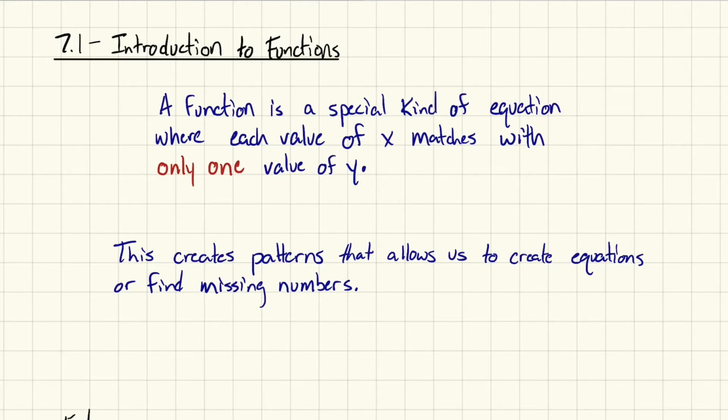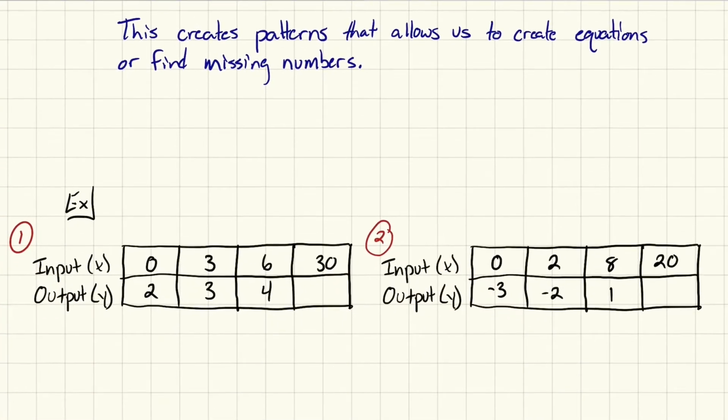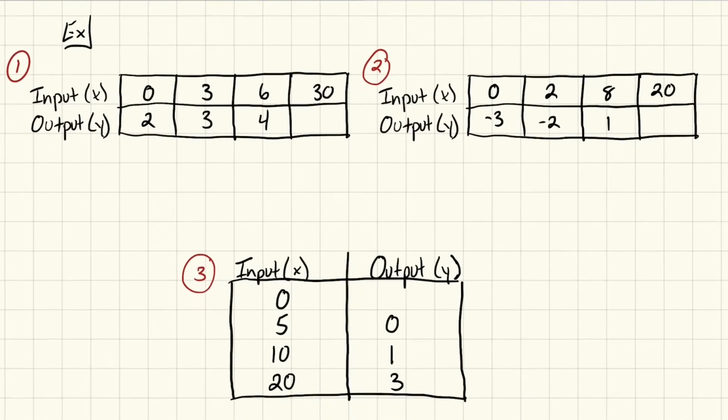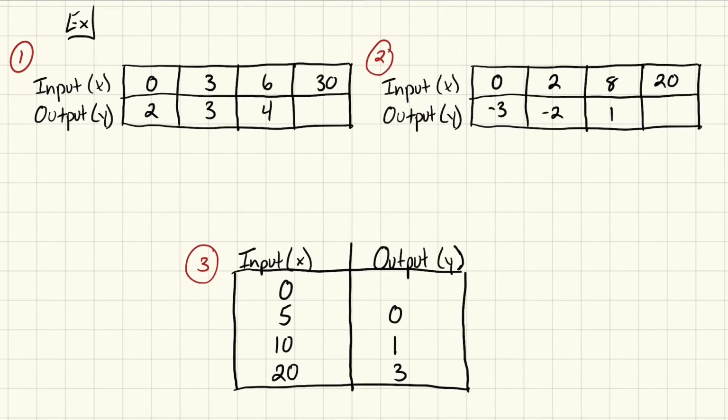Now, knowing that for every x there's only one y, it allows us to find unique patterns in how things work, right? Since every function is special that way, we can find some patterns to create equations using those patterns. So let's take a look at a couple of examples here. We have three, actually. And these three examples are just charts. And these charts are essentially allowing us to create equations.